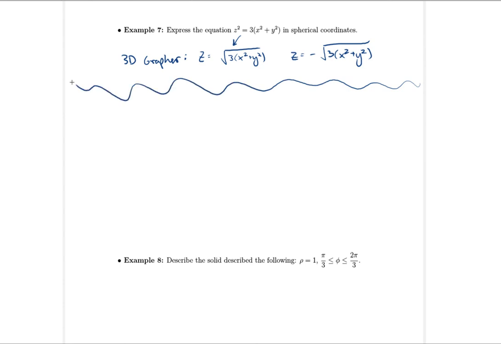Well, let's use the formulas from the previous page. So I know that z is rho cosine phi, and we're squaring that. And then x is rho sine phi cosine theta. That's your x. And then y is rho sine phi sine theta.